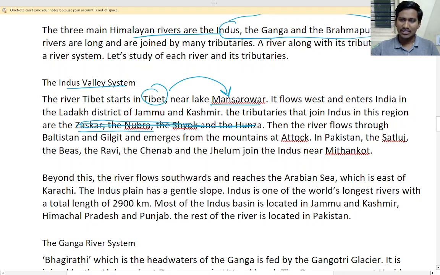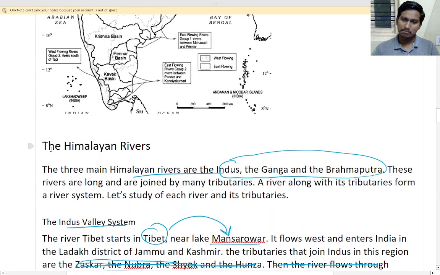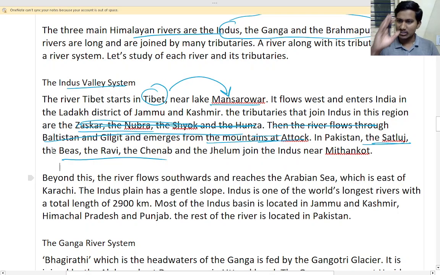These rivers flow through Baltistan and Gilgit, and you don't need to remember all that because it is not asked. In Pakistan, the Satluj, Beas, Ravi, Chenab and Jhelum join the Indus at Mithankot. So these join the Indus and become only one river. Can you see here, this side is Pakistan. They join here and drain into the Arabian Sea. That much you just have to remember.